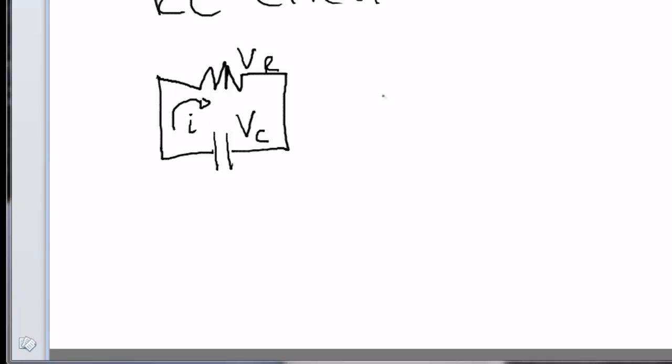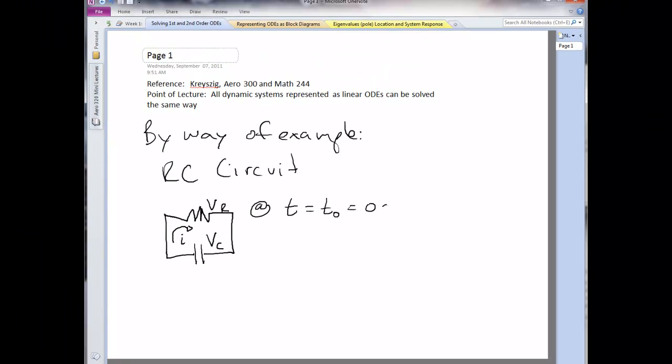currently flowing through there. And so what that means is that, say, at time t equals t naught, and we'll just say that's 0 seconds for convenience, then VR is equal to VC, which is equal to some initial voltage in the system. So in other words, I've actually already set the system up to have some current in it, and I'm going to see what happens.